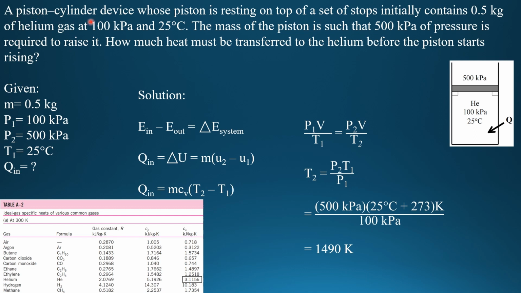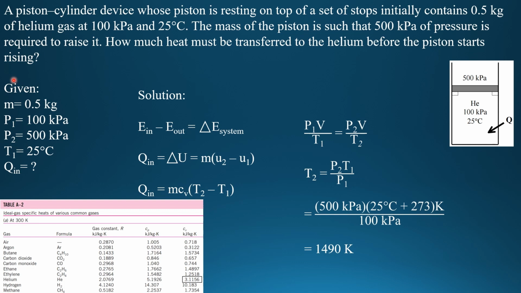A piston cylinder device whose piston is resting on top of a set of stops initially contains 0.5 kilograms of helium gas at 100 kilopascal and 25 degrees Celsius. The mass of the piston is such that 500 kilopascal of pressure is required to raise it. How much heat must be transferred to the helium before the piston starts rising?